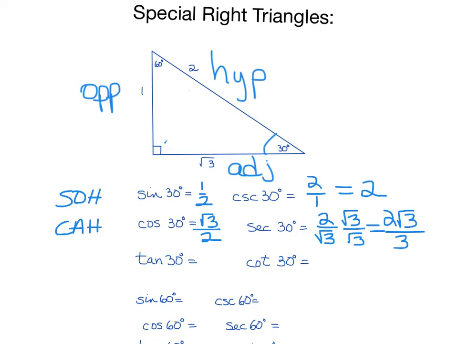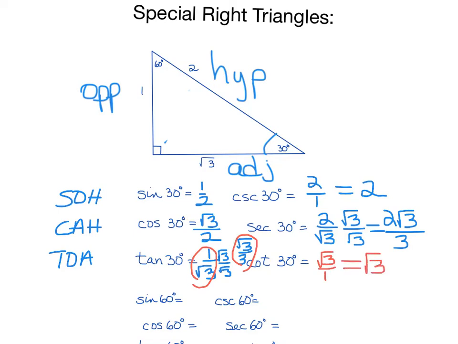For tangent, that's the TOA, opposite over adjacent. And again, I have to rationalize. Multiply top and bottom by root 3. So root 3 over 3 would be the answer for tangent of 30. Now, for cotangent, it's reciprocal. I can either try to work with this, but then I get a radical on the bottom. If I go back and just use my original and flip it, then it's root 3 over 1, and I get root 3 as my answer.